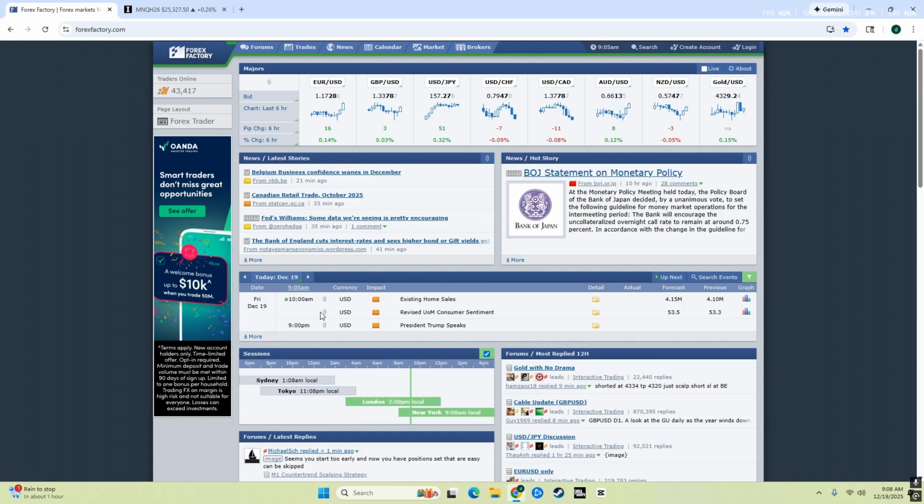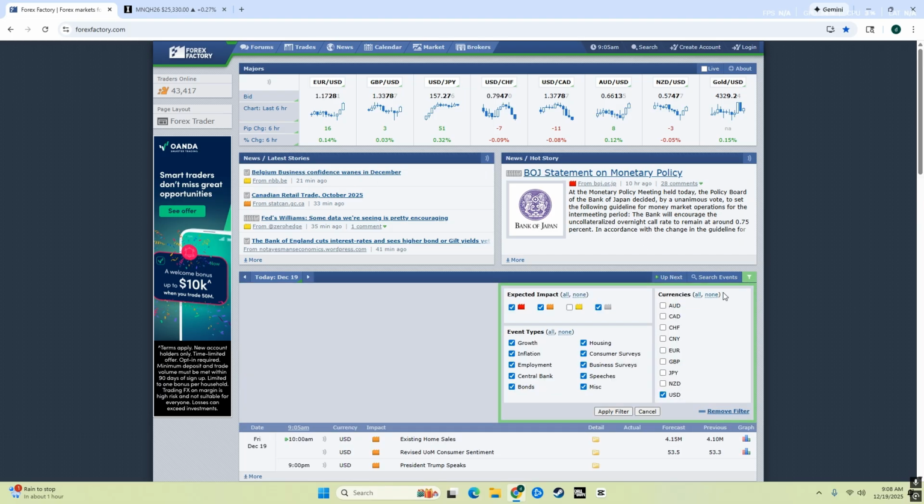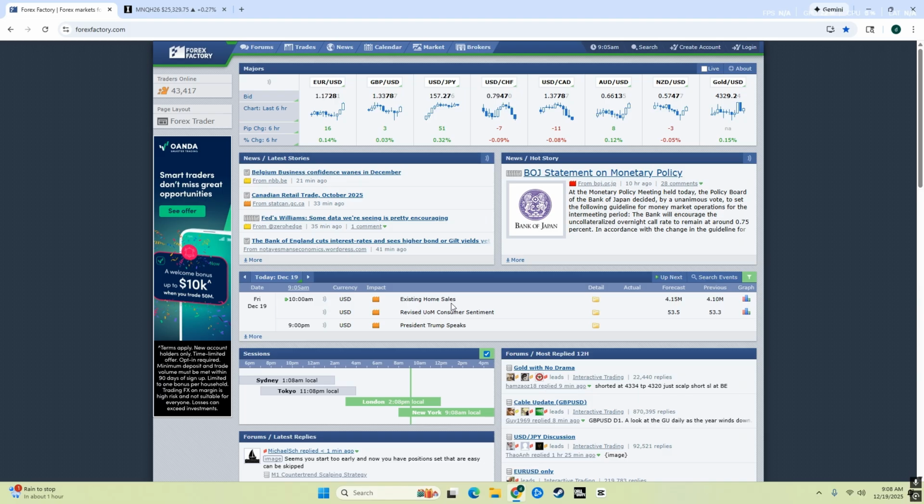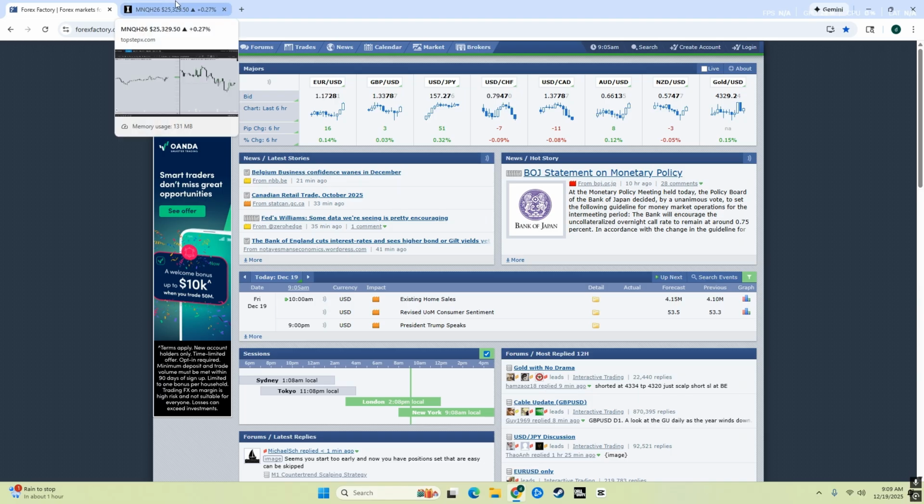It's just simple: if there's news around the time I'm going to trade and it's volatile, heavy impact is red, and medium is orange. That's why I don't check mark these ones. I don't know why that's there, because I don't really care about that. But yeah, let's just get into it.